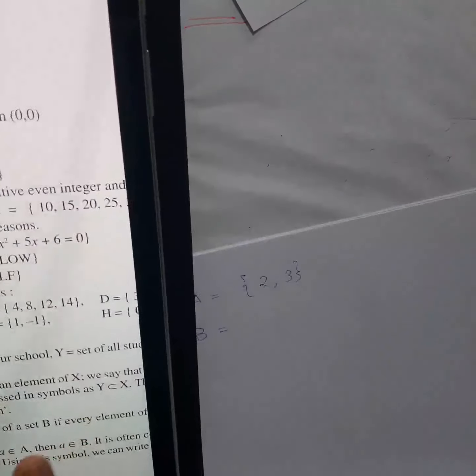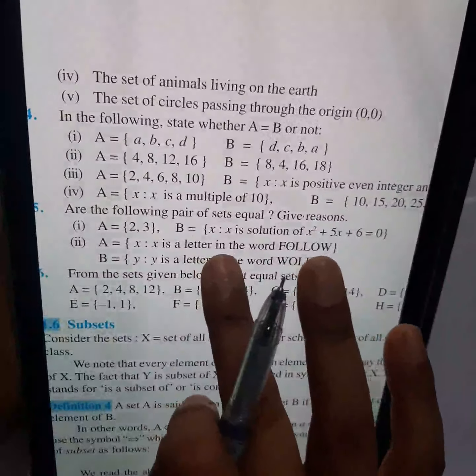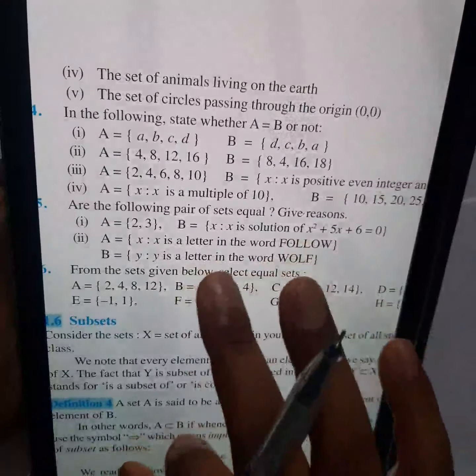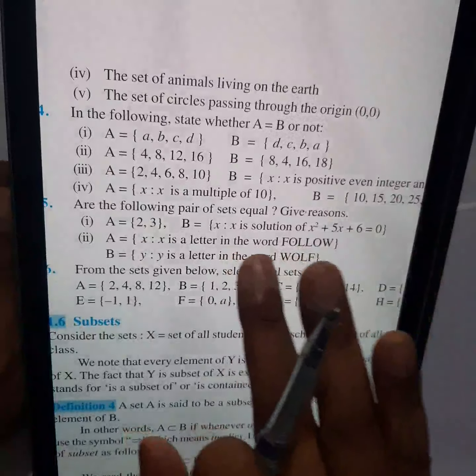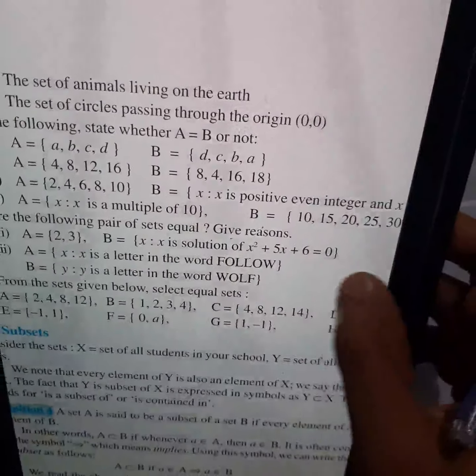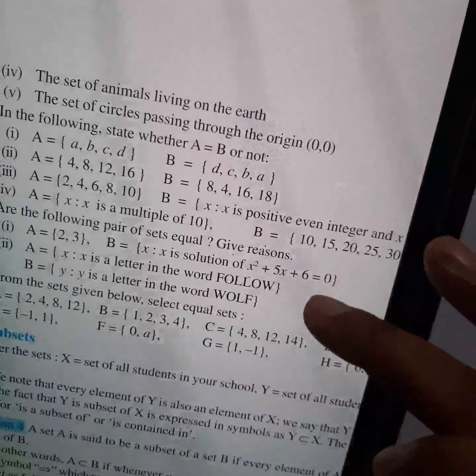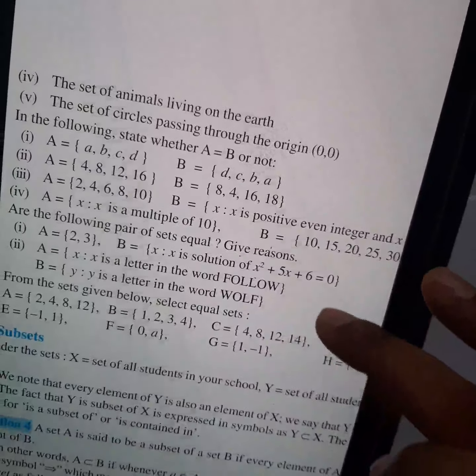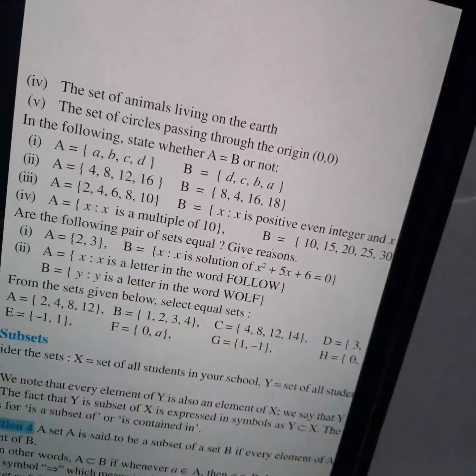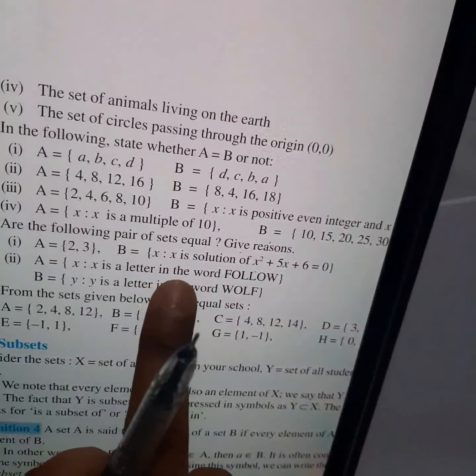B elements, let's write down. Where is question number 5? B is this. B is what? X. Now what is X? X is the element, right? Now what is X? See here. X is a solution of this equation. Now you know how to solve this equation and find X. You know this is a quadratic equation, and maximum how many solutions will you have? You will have maximum 2 solutions here, right? So 2 solutions, let's see whether it will be 2 and 3 or not, because here the elements are solutions only.